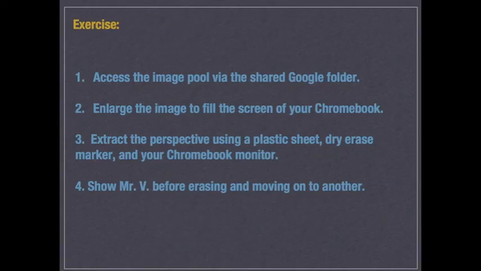So a good exercise to do when you come to class is I've got an image pool that's shared on the Google folder with you guys. What I want you to do is with your Chromebook, enlarge that image so that it fills the screen of your Chromebook. Then with a sheet of plastic and a dry erase marker, place the plastic over the monitor of your Chromebook and then extract the perspective information, just like I did with those photos, using that erasable marker. In class, show it to me and I'll assess it to make sure that you have an understanding or not.